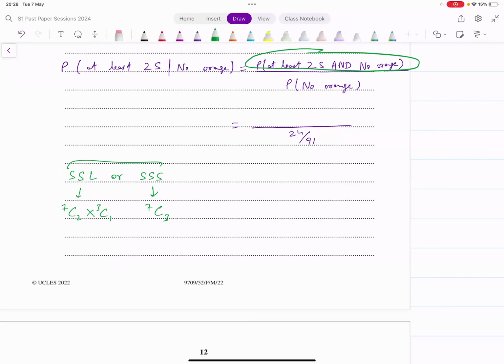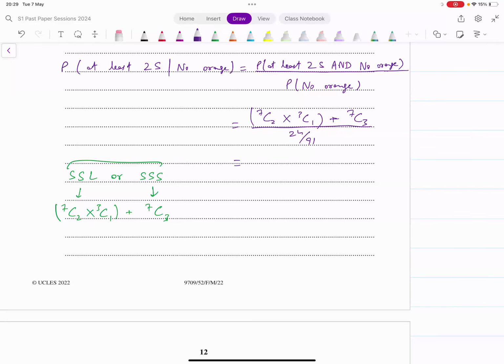That you have no orange chocolate, that condition is satisfied, and you have at least 2 strawberry. That means you could have exactly 2 strawberry chocolates or 3 strawberry chocolates. Those are the 2 cases that we're considering here. SSL or SSS. Any one of these 2. That is what your numerator is going to be. That's 7C2 multiplied by 3C1 plus 7C3. That's your numerator, and that should give you the result.